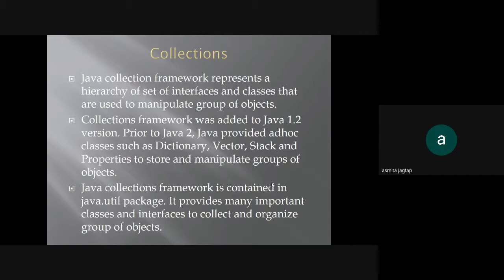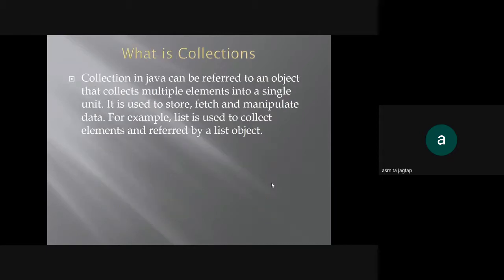So the Java collection framework is contained in the util package. Like we have seen, the Scanner class is present in the util package. Similarly, collection is also present in the java.util package. Exceptions are in the java.lang package. It provides many important classes and interfaces to collect and organize groups of objects.